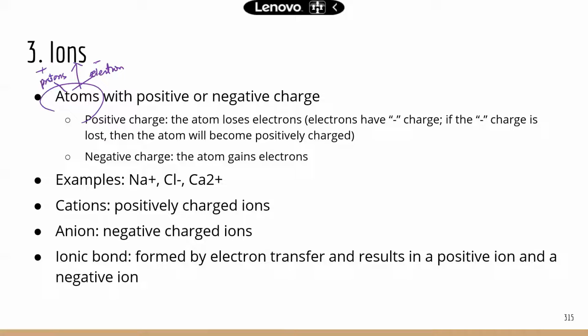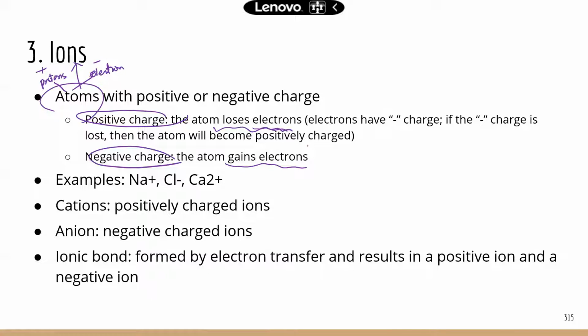Okay. Now, when the atom loses electrons, because the electrons carry negative charge, right? So if the atom loses electrons, it loses that negative charge. So the newly formed ion is going to be positively charged. With the same logic, if the atom gains electrons, the newly formed ion is going to be negatively charged. So you need to understand the relationship. If you lose electrons, you become positive. If you gain electrons, you become negative.